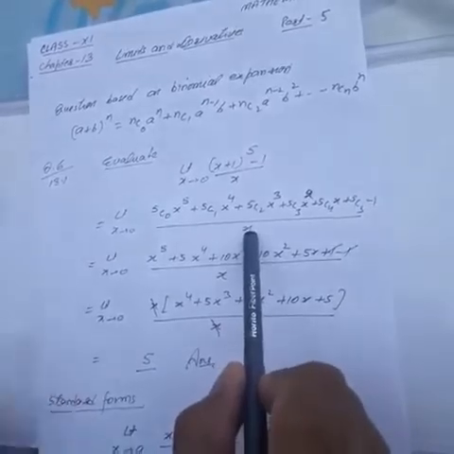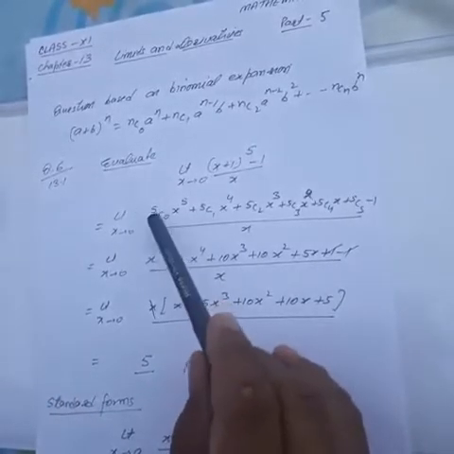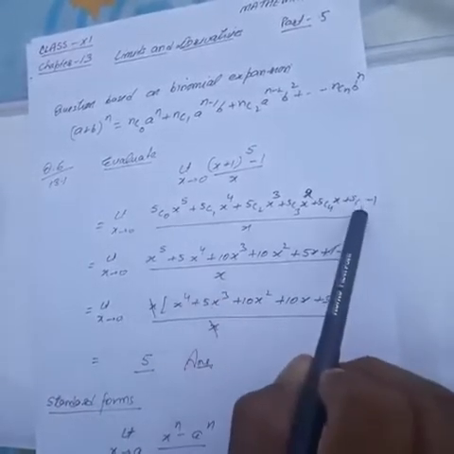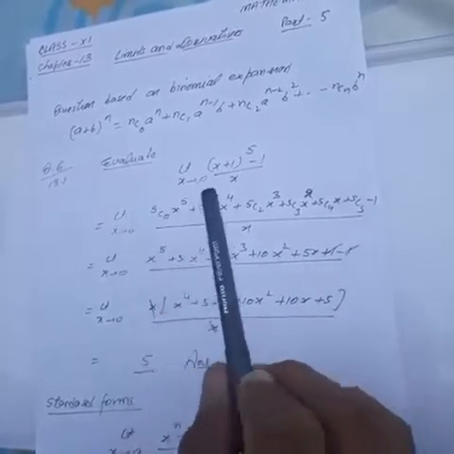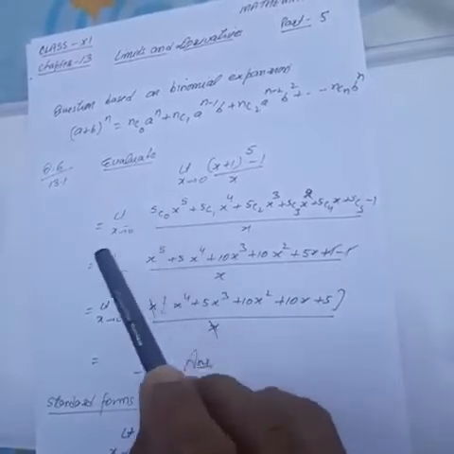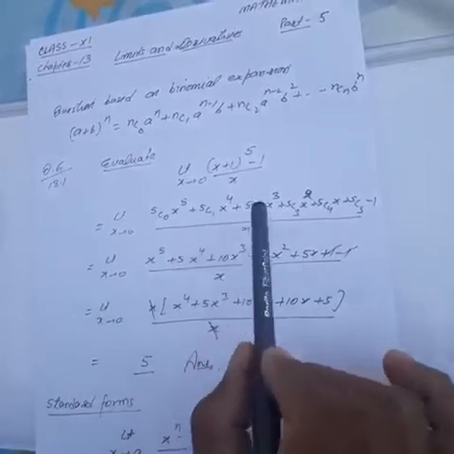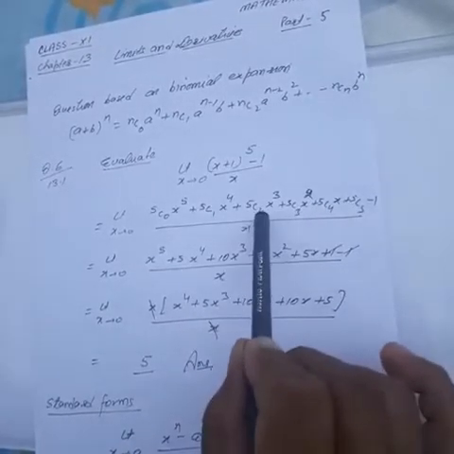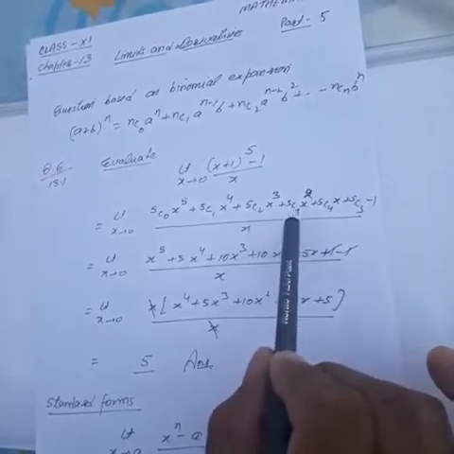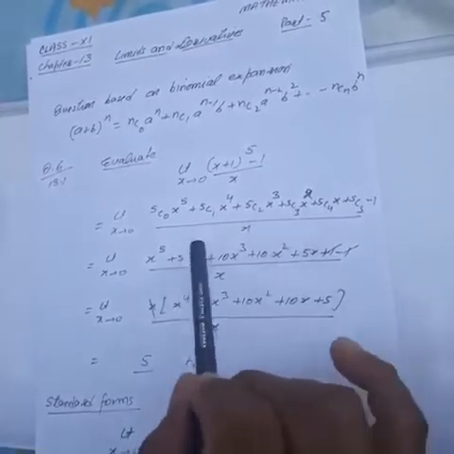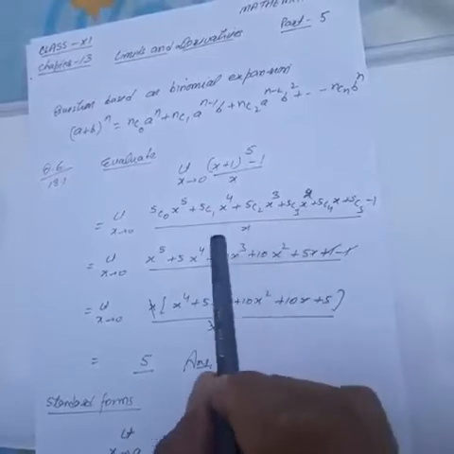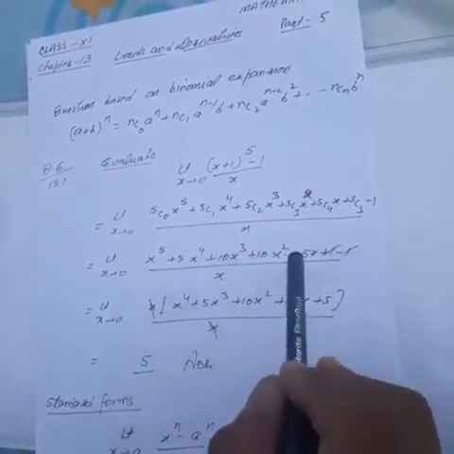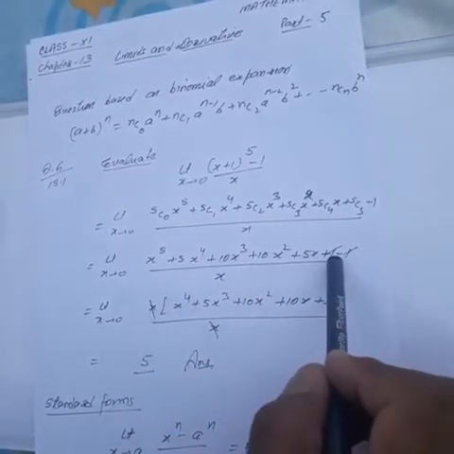divided by x. Now you put the values. 5C0 is equal to 5C5 is equal to 1, we have done this in combinations using the formula for nCr. 5C1 is equal to 5C4, which is equal to 5. 5C2 is equal to 5C3, and that will be equal to 10 after simplification. So you put the values here, and after putting the values, 1 will be cancelled.